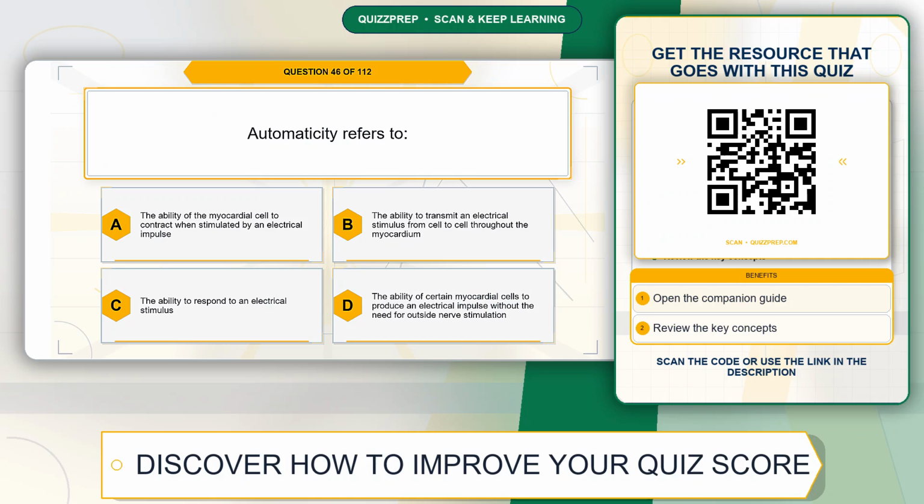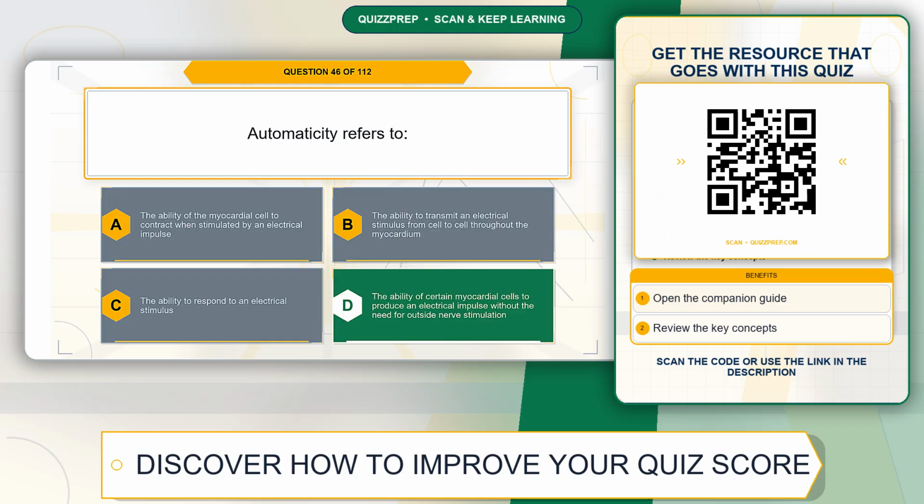Question 46. Automaticity refers to: Option A, the ability of the myocardial cell to contract when stimulated by an electrical impulse. Option B, the ability to transmit an electrical stimulus from cell to cell throughout the myocardium. Option C, the ability to respond to an electrical stimulus. Option D, the ability of certain myocardial cells to produce an electrical impulse without the need for outside nerve stimulation.